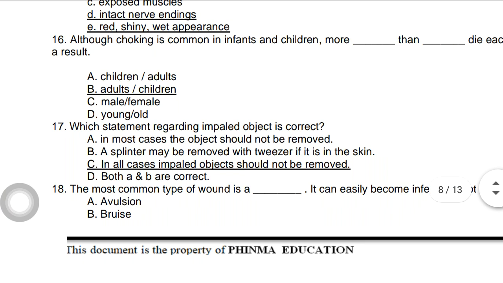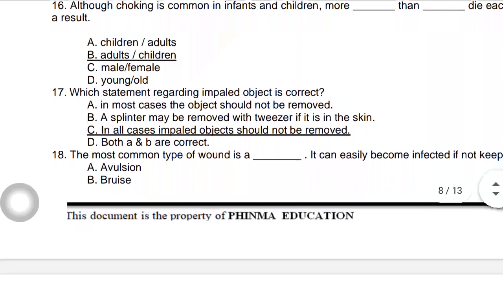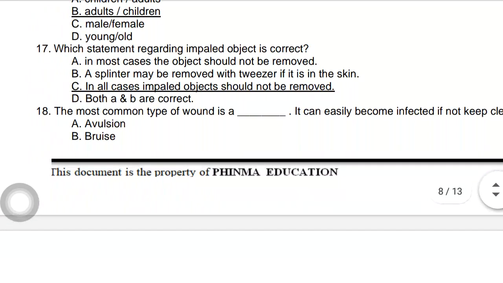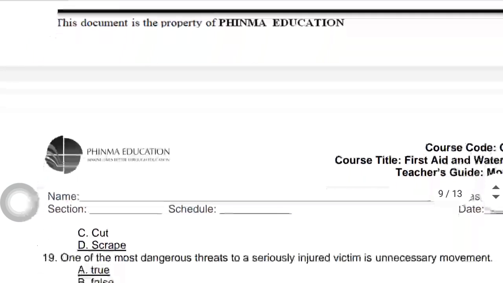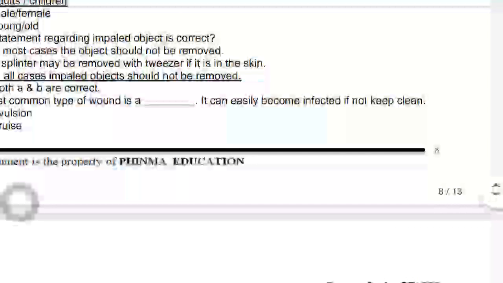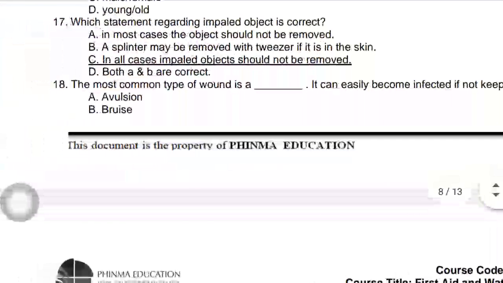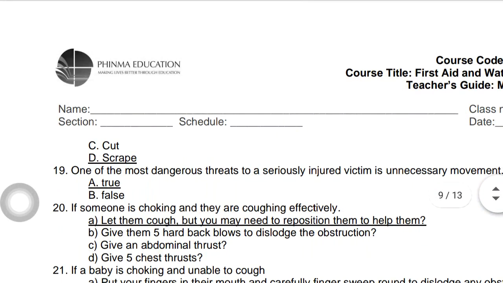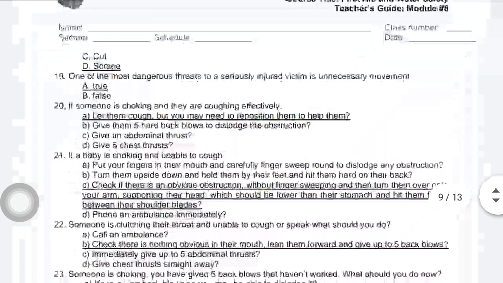So which statement regarding impaled object is correct? In all cases, impaled object should not be removed. So the object should not be removed. What is the common type of wound? Scrape. It can easily become infected if not cleaned. So a scrape can become infected if you don't clean it.